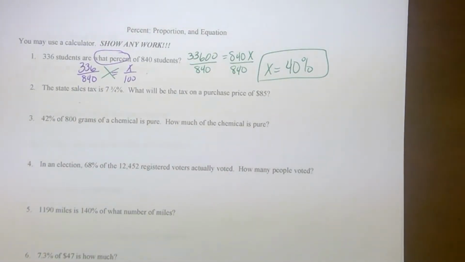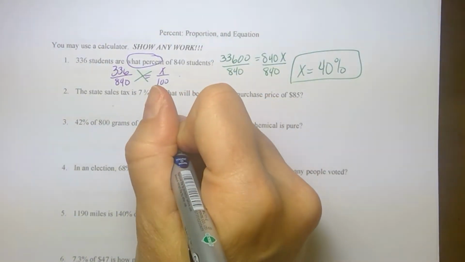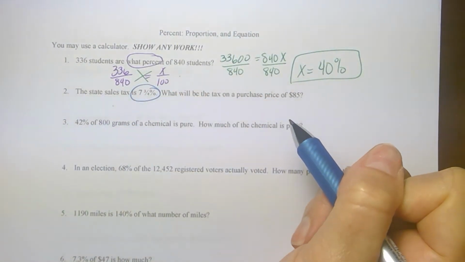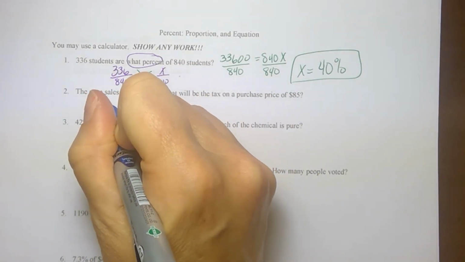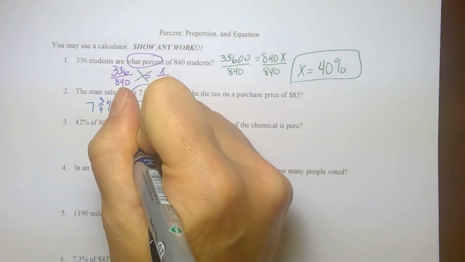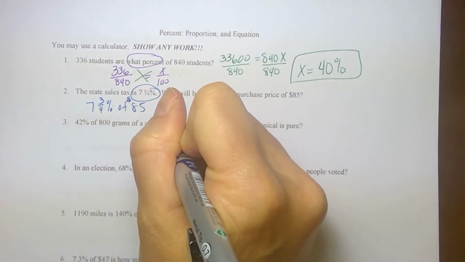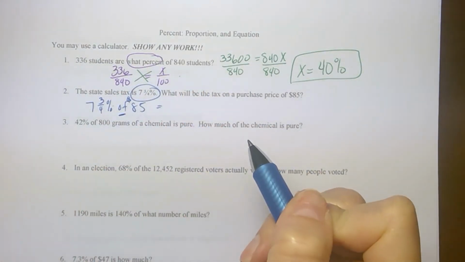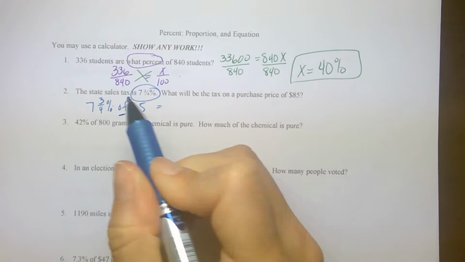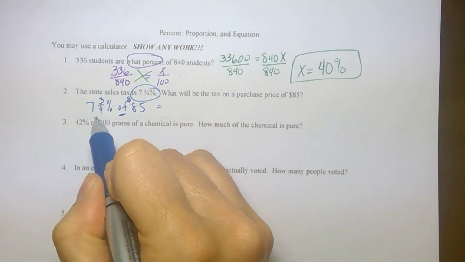Okay. State sales tax is 7 3/4%. What would be the tax on a purchase of $85? So when I'm trying to find the percent of an amount like that, I need to turn this percent into a decimal to work with it. I want to know what is 7 3/4% of $85. Well, I always translate of as times. So I change my percent to a decimal.